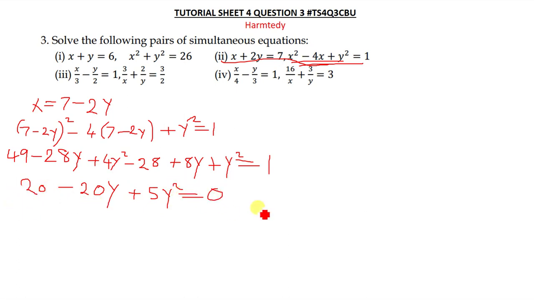So we divide everything by 5, we're going to get y squared minus 4y plus 4 is equal to 0. So now we find the values of y by factorization.